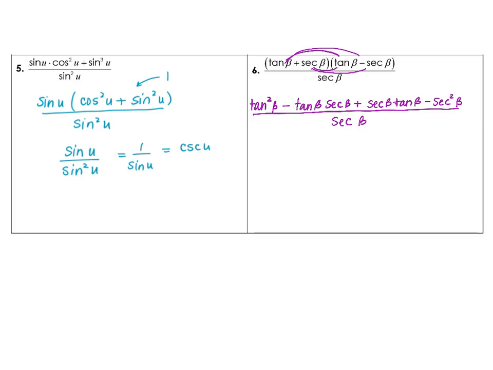Now, something that will help here, notice that these terms are the same with different signs, so those are going to cancel. And so I have tangent squared beta minus secant squared beta over secant beta. Now, tangent squared beta minus secant squared beta, that is one of our Pythagorean identities, and that's going to be equal to -1 over secant beta. And so that's going to give us negative cosine beta.